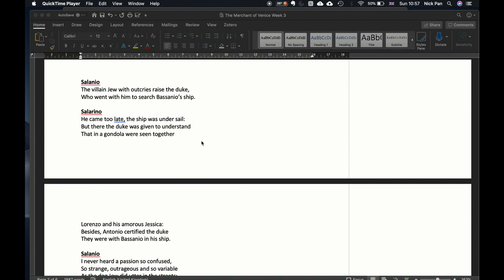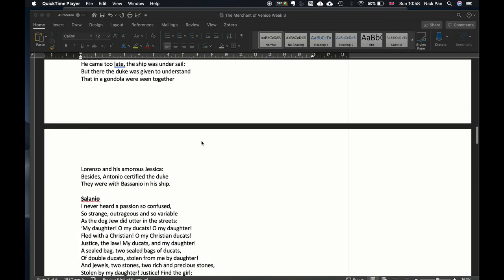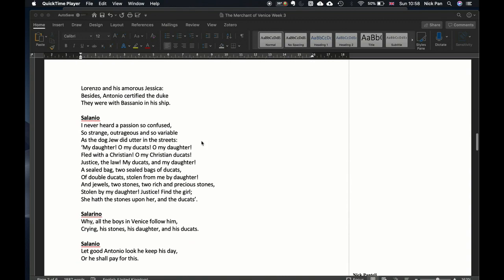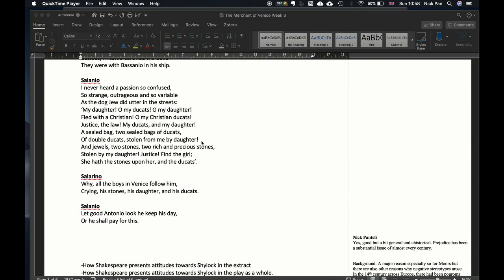So Salanio says, the villain Jew with outcries raised the Duke, who went with him to search Bassanio's ship. He came out too late. The ship was under sail, but there the Duke was given to understand that in a gondola were seen together Lorenzo and his amorous Jessica. Besides, Antonio certified the Duke they were with Bassanio in his ship. I never heard a passion so confused, so strange, outrageous, and so variable as the dog Jew did utter in the streets.